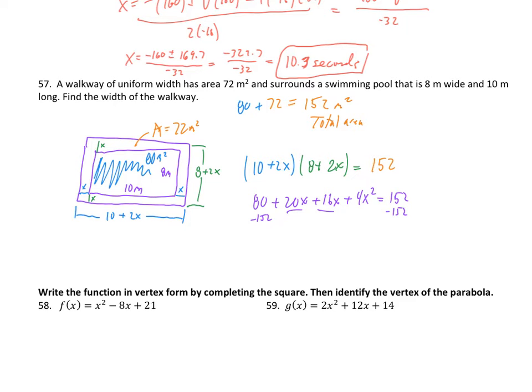Add these up, which is 36x. Take the negative 72, put that over here. Take the 4x squared, put that over here, just to get it in the right order. That's equal to 0 now. Notice all these have a 4 in them, so we're just going to divide everything by 4 to get rid of that 4.